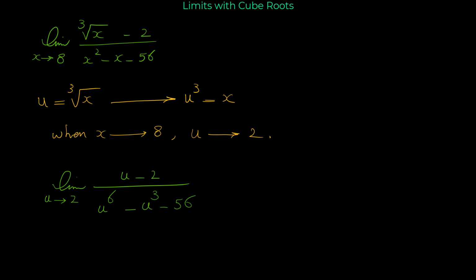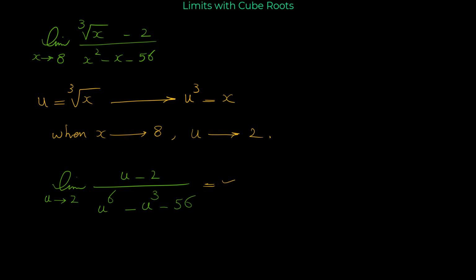Now we have to work on this limit. With this substitution, we could get rid of the cube root. But now we have a new challenge, and that's the powers of the denominator. We have u to the 6 and u to the 3 in the denominator. But let's see how we can solve this new limit.